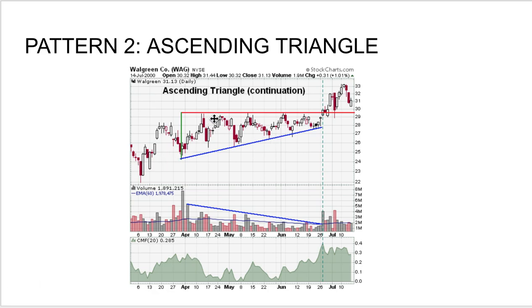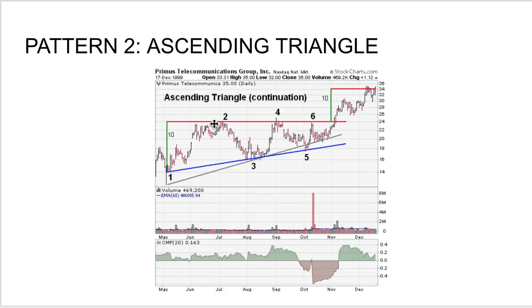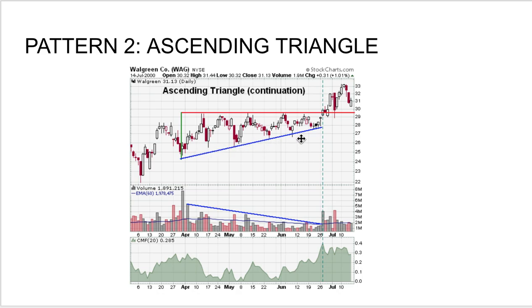So this is a really good example of it. Nice consolidation. Same thing, nice consolidation, nice ascending triangle, with at least two touches, which is on here.